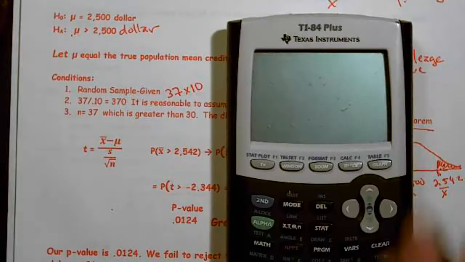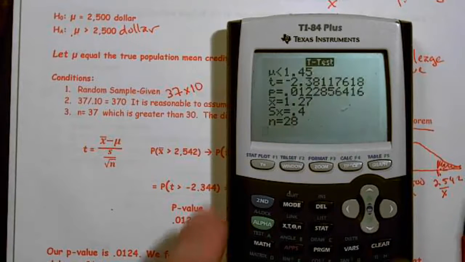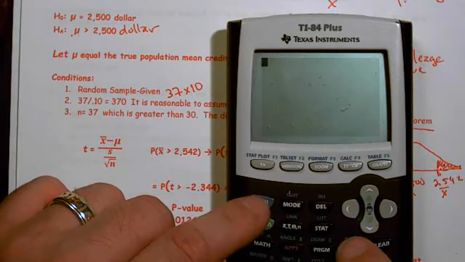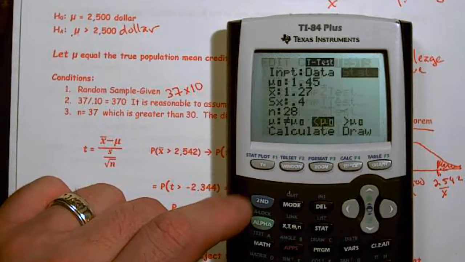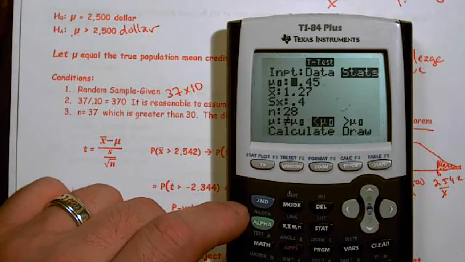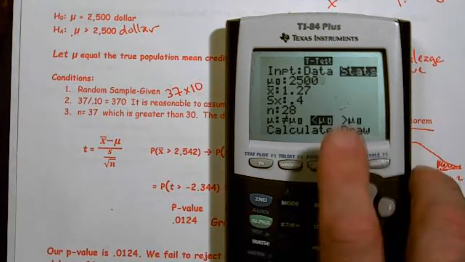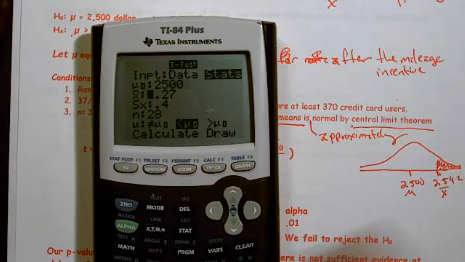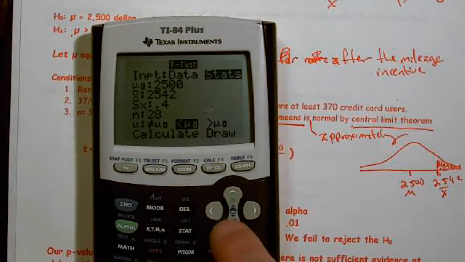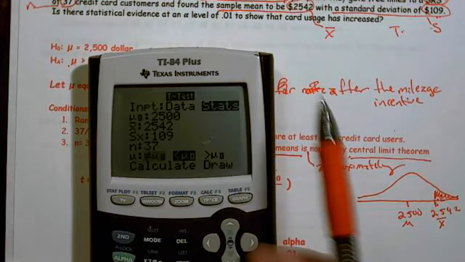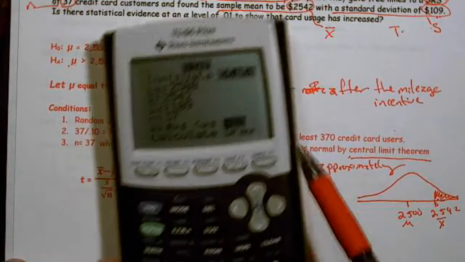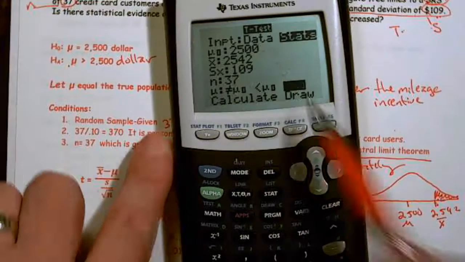So we're going to run this test: stat, test, t-test. In this case, our population mean was 2,500. Our sample mean was 2,542. We said we had a sample standard deviation of 109, and our sample size was 37. And we wanted to know if it was increasing, so we needed a greater than.